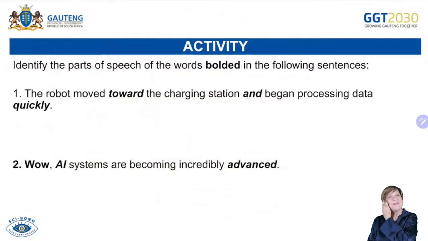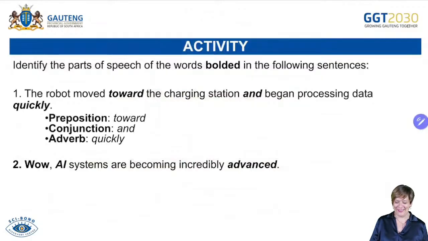So I'm sure you know this one by now. Let's quickly look at it. The robot moved towards the charging station and began processing data quickly. Let's look at it. Yes, you're right. Well done. Preposition is towards. Conjunction is and, we just did them. And your adverb is quickly.